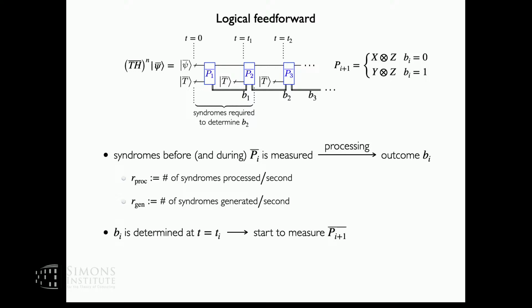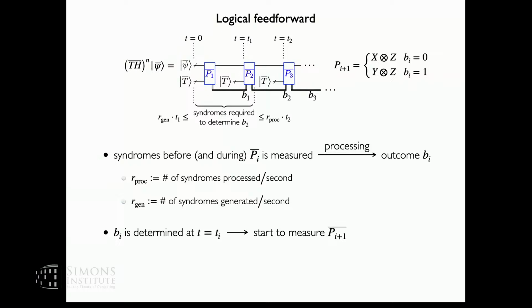It will also be useful to figure out what is going on with the time. We define the time when Bi is determined as Ti. Bi is different from Ti. Starting at 0, when B1 is determined, this is T1, and when B2 is determined, this is T2. Once Bi is determined, we can start to measure the next Pi, because the basis will be determined.